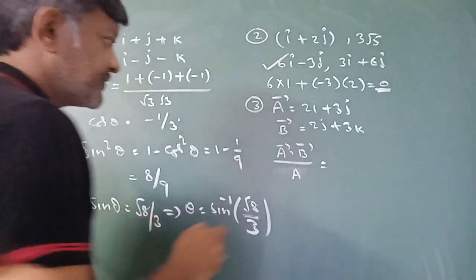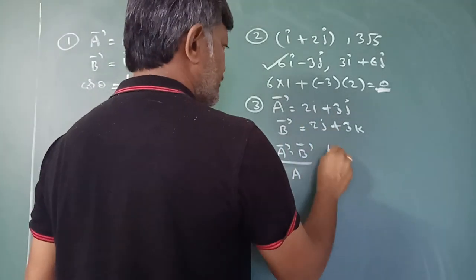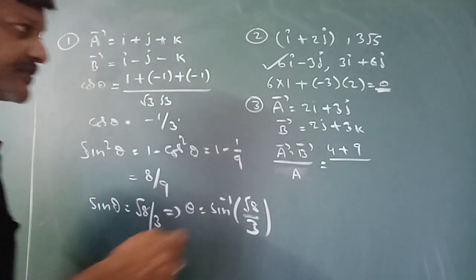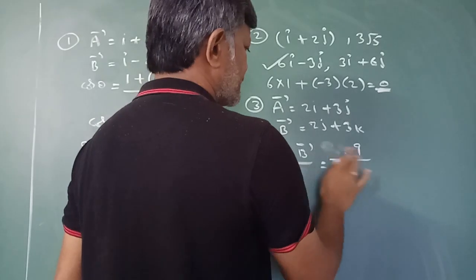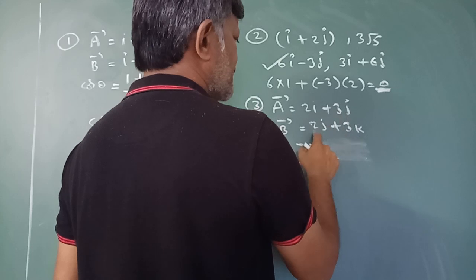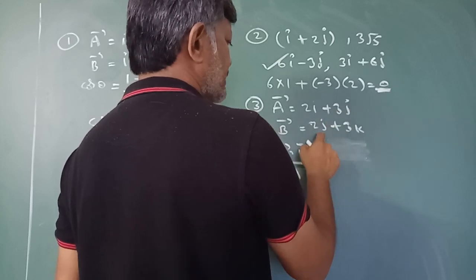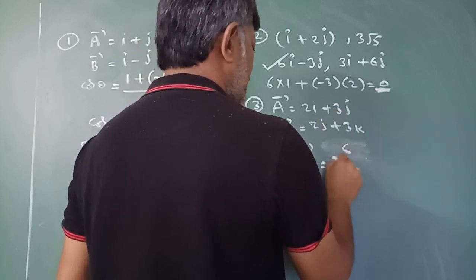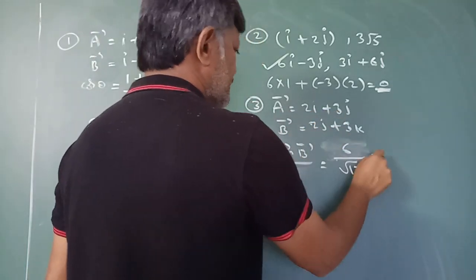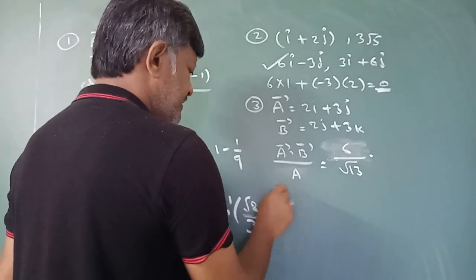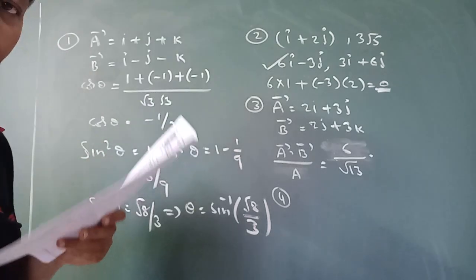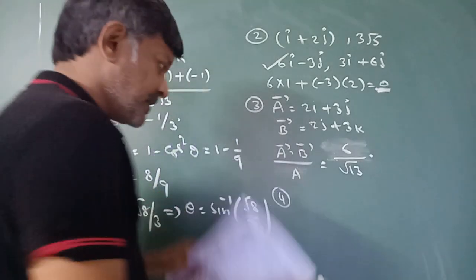Now the answer is A bar dot B bar: 2 into 2, 4... sorry, i is 0 in the second vector. i is not there. Therefore j into j dot j 1, 3 into 2, 6, divided by modulus of A, 4 plus 9, root 13. So 6 by root 13. Option D is correct.